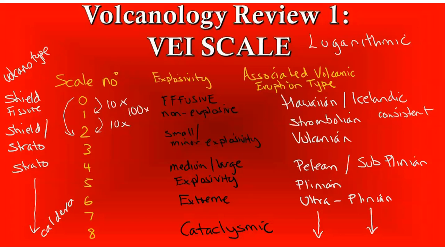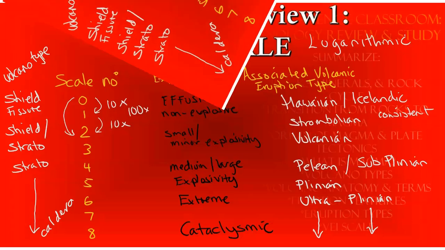Then you get the 7 and 8. This is cataclysmic. This is world events. This is changing our planet as we know it, for how we reside on the surface according to Mother Nature's will. And these are ultra-Plinian, and they are rare in sizes, and some have changed the course of history, and some might in the future. But these are definitely very, very large and explosive eruptions.